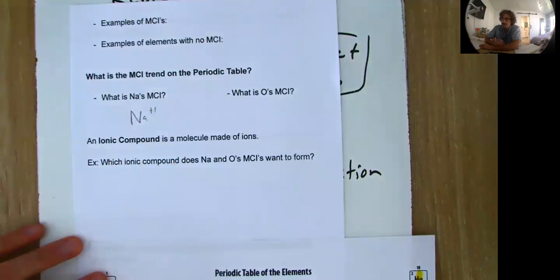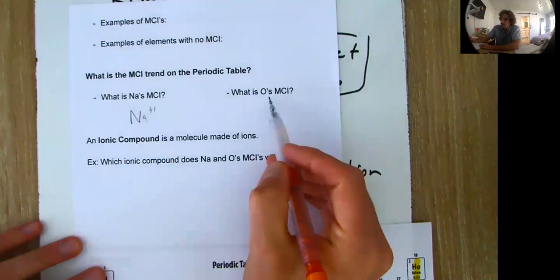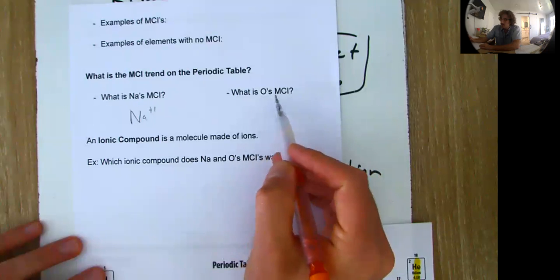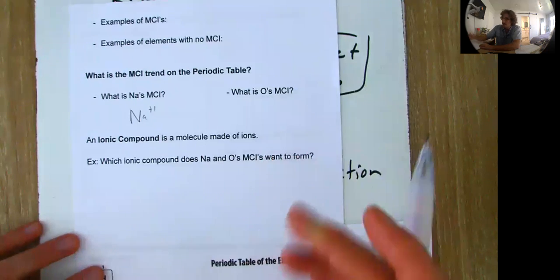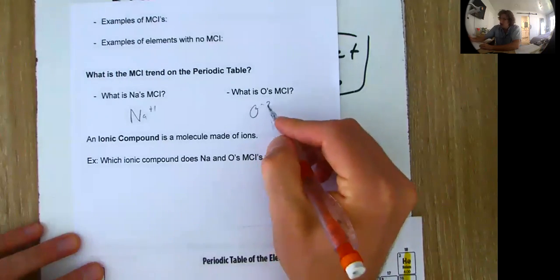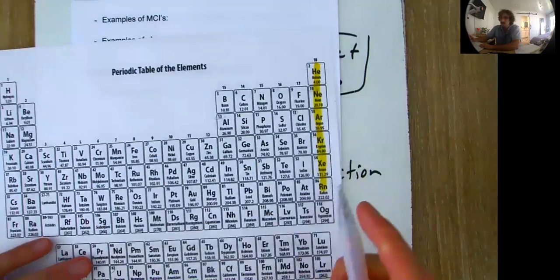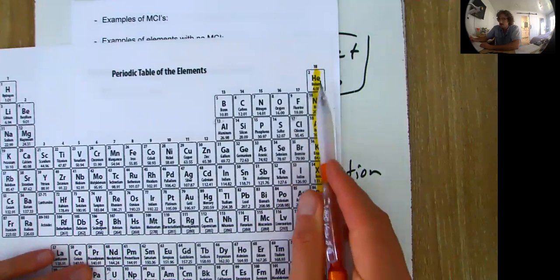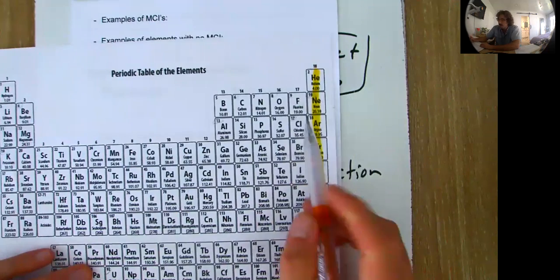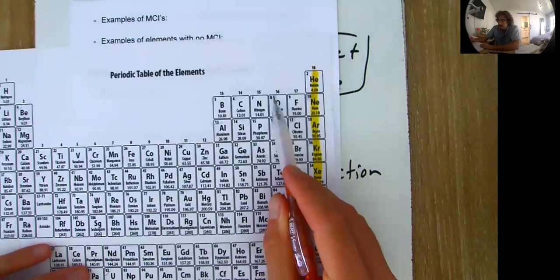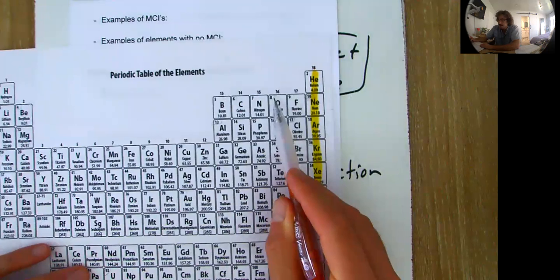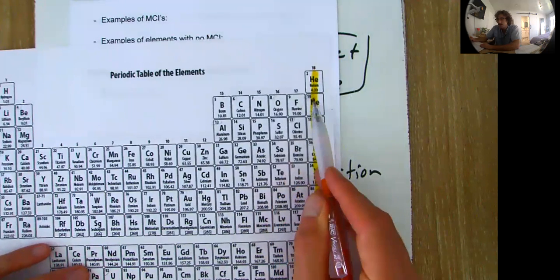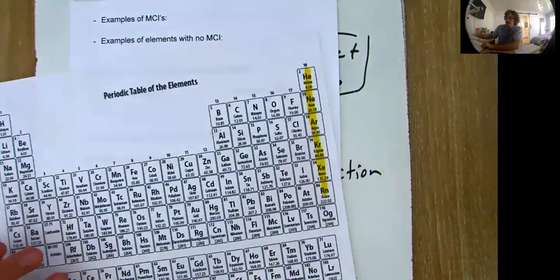And a positive 1. And what is oxygen's most common ion? That's O's MCI, oxygen's most common ion. Well, that's going to be a -2. Why is it -2? Because of its location on the periodic table in relation to the noble gases, which are these elements highlighted. Oxygen has 8 protons. That's the atomic number. But oxygen's most common ion needs to gain 2 more electrons to have the same number of electrons as the noble gas neon, and that's why it has a -2 charge.